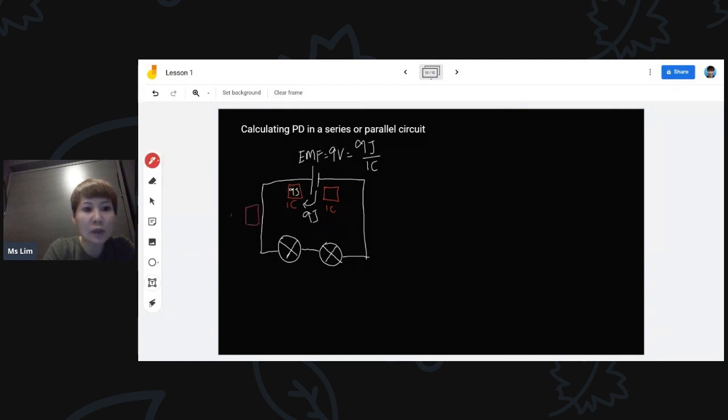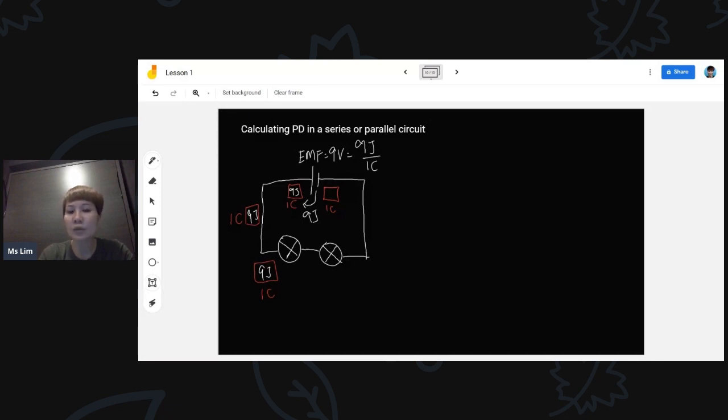Now, there is no energy loss in copper wires, or rather it is very negligible, so you don't have to consider it. Take note that before it goes through the first light bulb, it still has 9 joules. The charge knows that there are 2 light bulbs ahead, so they will distribute the energy equally, assuming they are the same type of light bulb, with the same resistance.